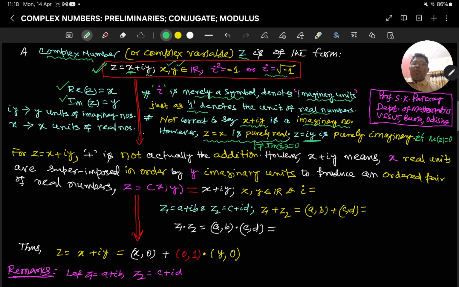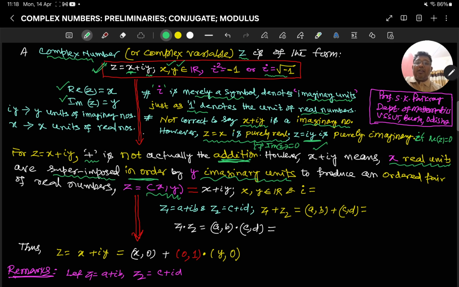Now for writing x plus iy, this plus here is not actually addition. However, x plus iy means that x real units, where x is real and y is also real, are superimposed in order by y imaginary units to produce an ordered pair. So the complex number z is equal to x plus iy, with the caveat that x is a real number, y is a real number, and i is not a number.